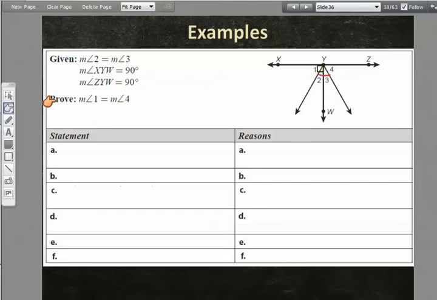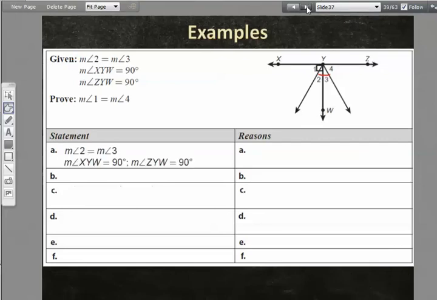So I did my marking up in my figure. I know this is my last statement, and I know that this can be my first statement. So let's look at this. I put the measure of angle 2 equals the measure of angle 3, and the measure of XYW equals 90, and ZYW equals 90. How do I know that? Because it's given. Now let's look at our second statement. This is where you're going to be challenged. What is going to be my second statement? You're going to say, I don't even know where to start, because I've been there. I was a geometry student once myself. So let's look and see where we went.